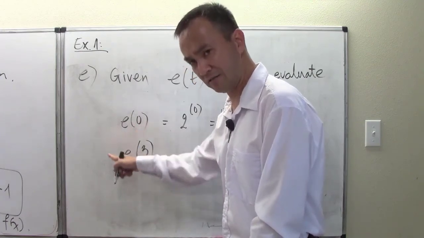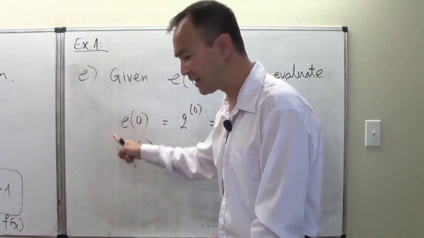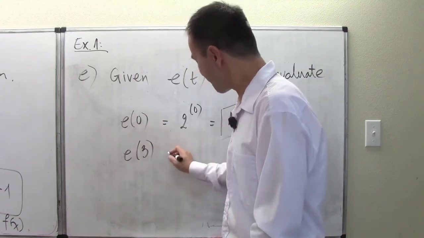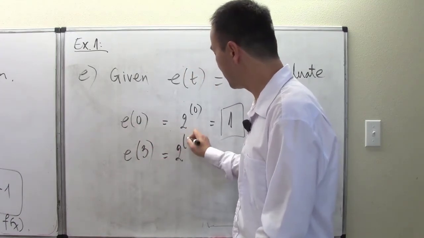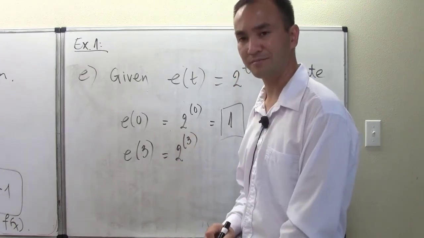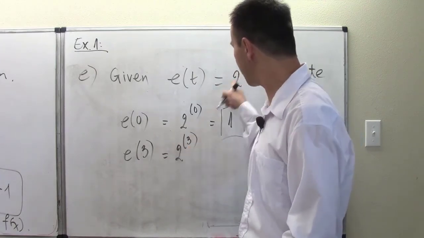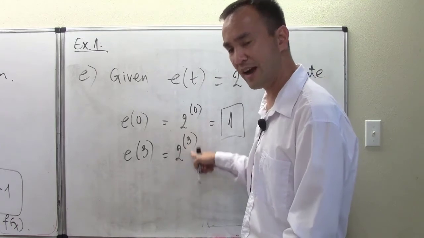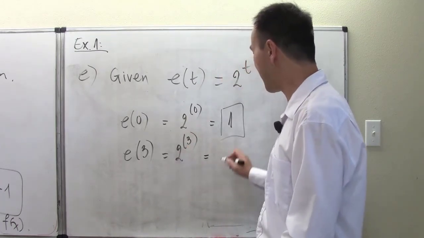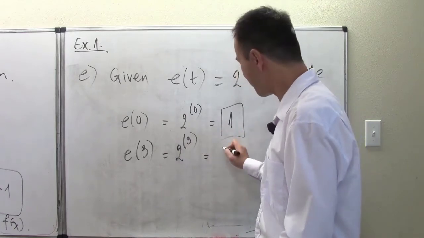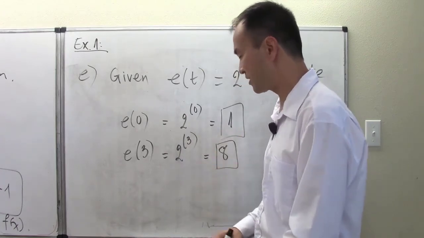Reading this notation out loud, e of 3. But how do we work with that? I substitute 3 for the t. So now 2 to the 3rd power, and 2 to the 3rd power is 2 times 2 times 2, which is 8. That's the output.